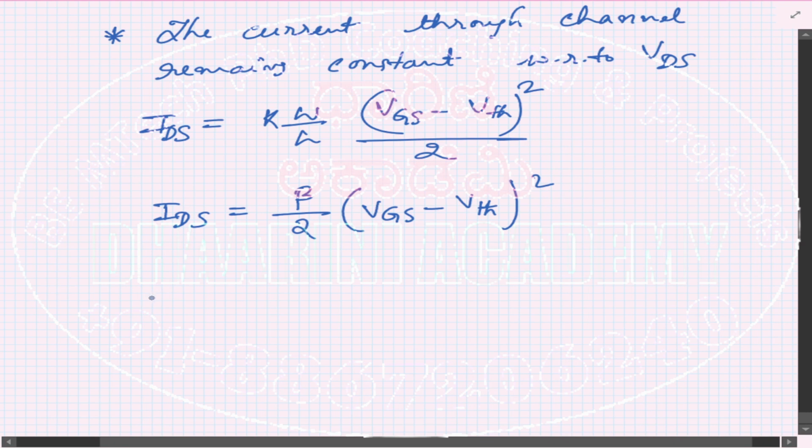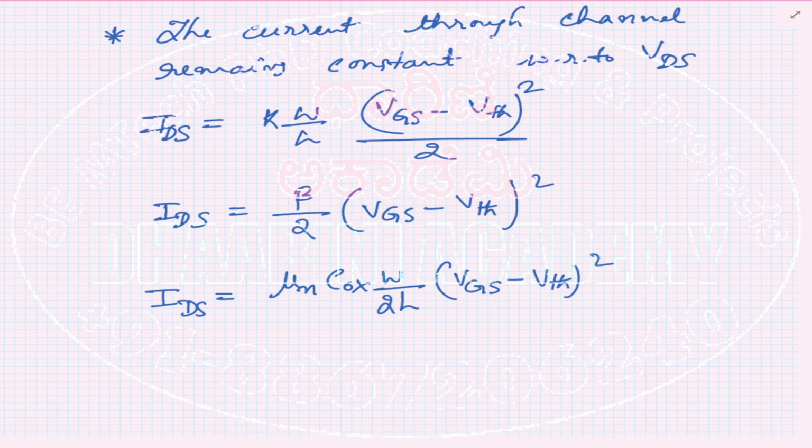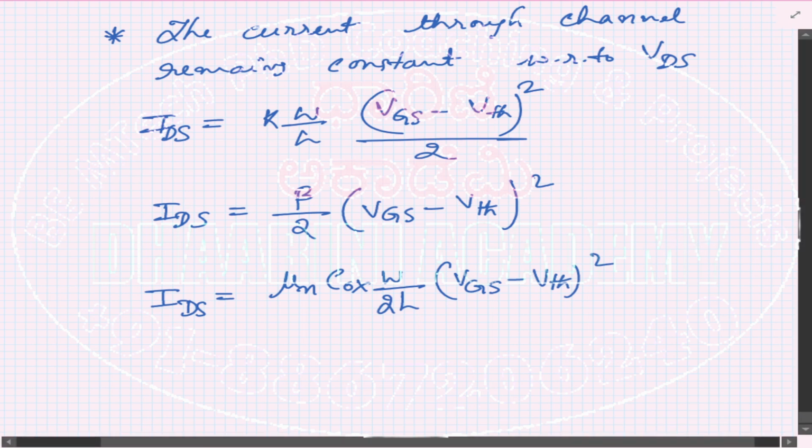Otherwise, if further details are given, like oxide layer thickness, the length of the channel, mobility, etc., then you can use the following formula. That is the mobility into the capacitance of oxide layer, mu Cox W by 2L into VGS minus V threshold whole square. So use whichever formula you are comfortable with. Now, these are the three important equations we are going to use in case of, right, which region? Saturation region.